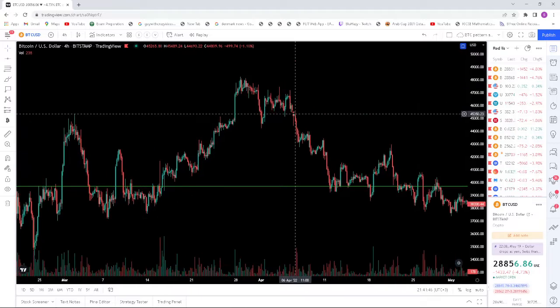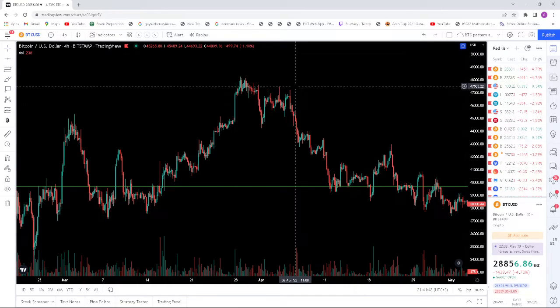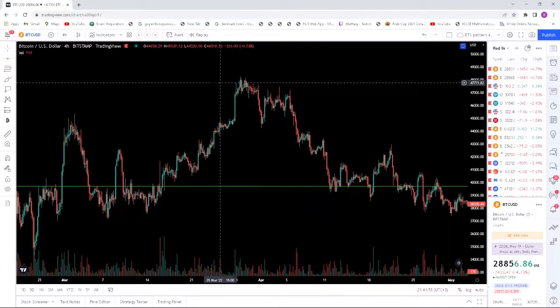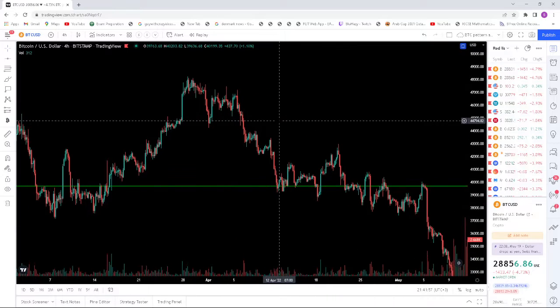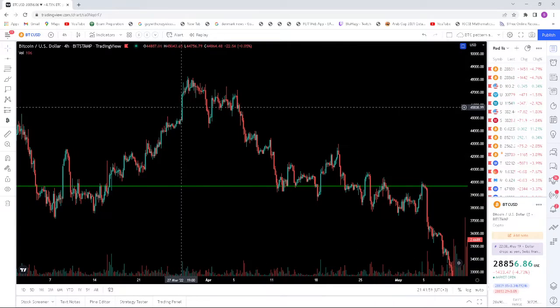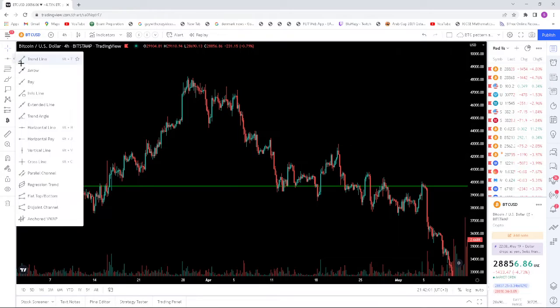So this is what happened this time. Why did we dump from there? Basically, there is liquidity, there is limit orders, there is stop losses. There are a lot of things that the market likes to come and grab and just destroy everyone and go the opposite direction, grab liquidity and go the other way. So back to trend line.